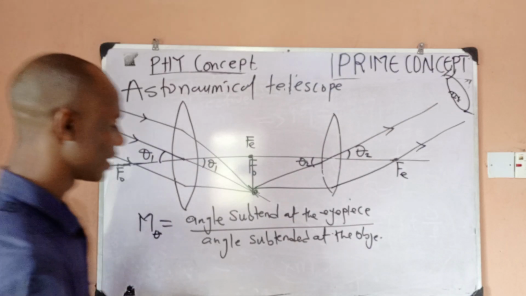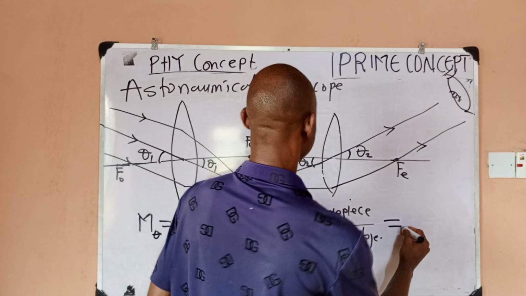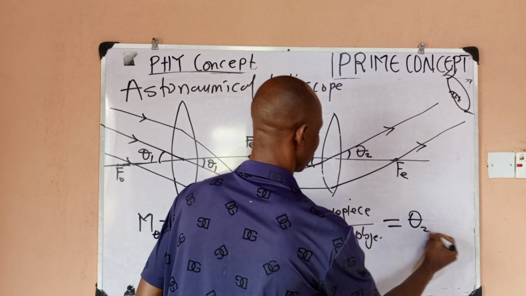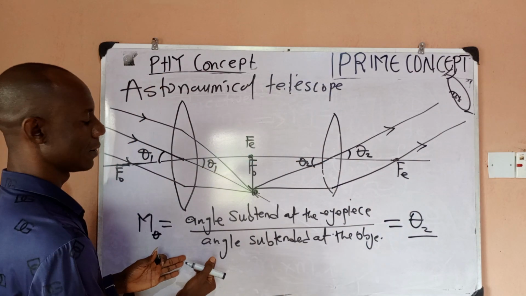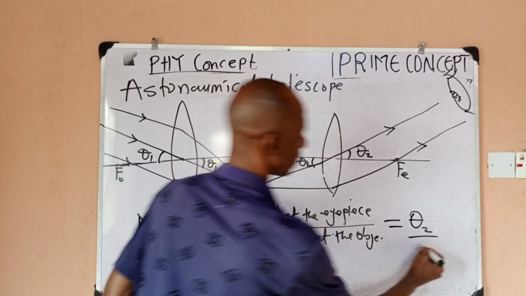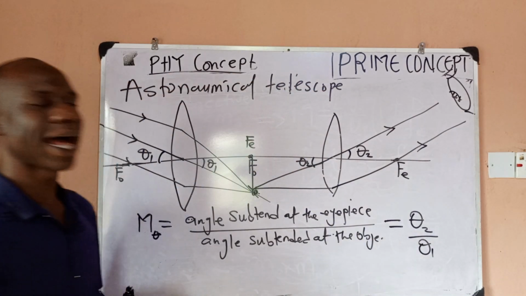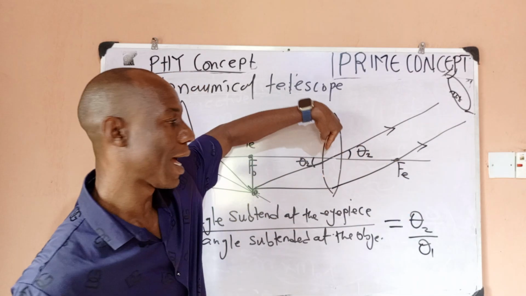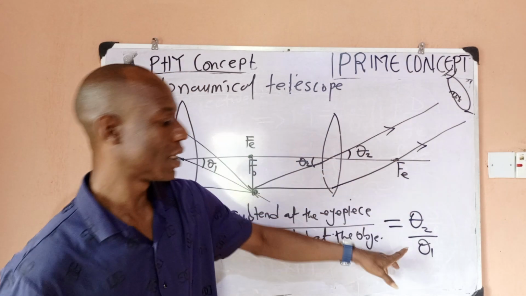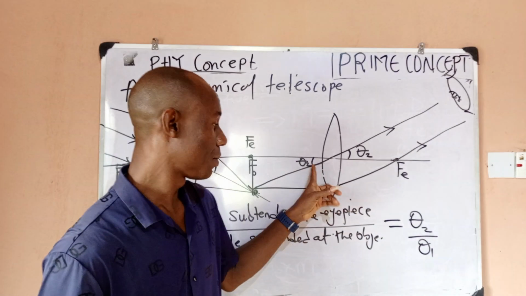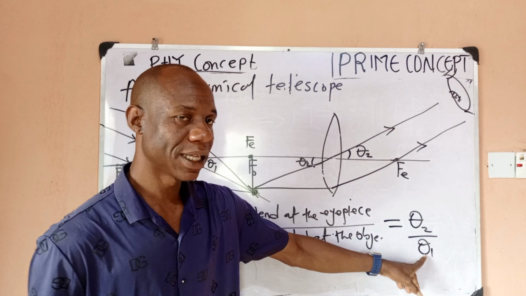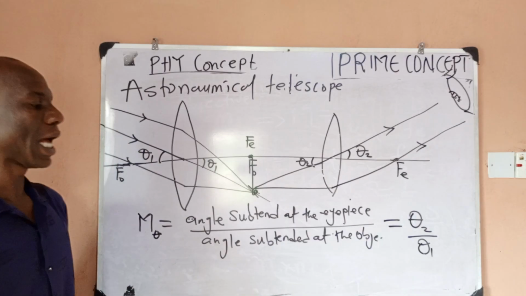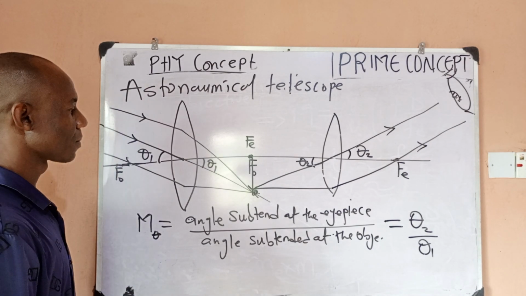And then, which is simply given as the angle at the eyepiece is what? Theta 2. The angle at the objective is what? Theta 1. So this is our angular magnification, the ratio of the angle subtended at the eye by the image to the angle subtended at the eye by the object. So that is what we have as the angular magnification.